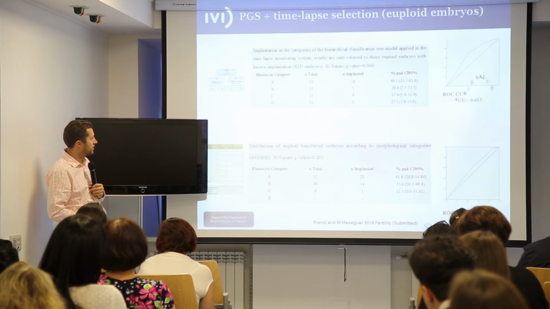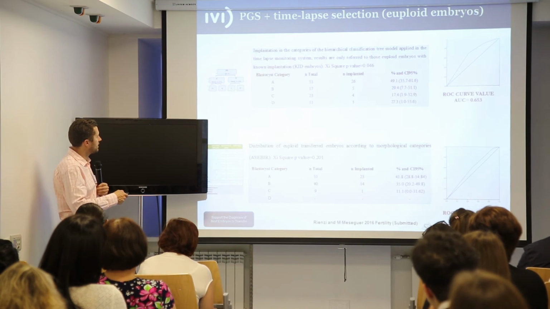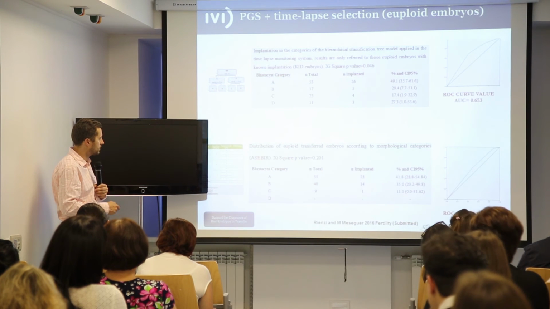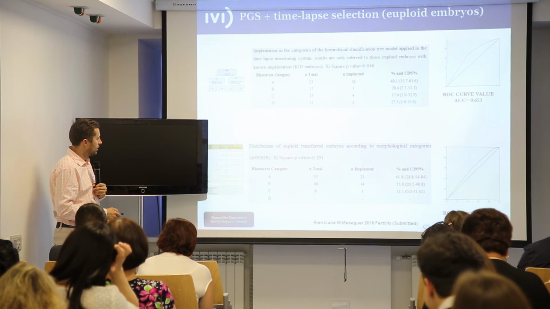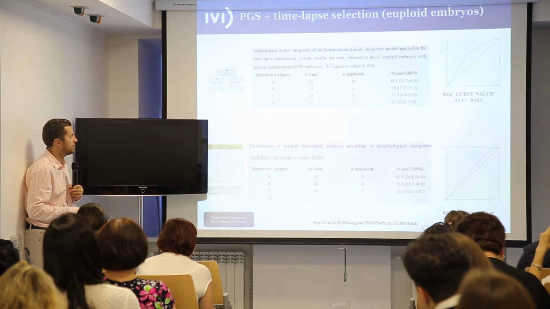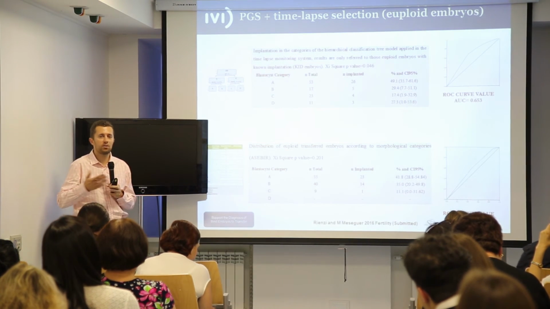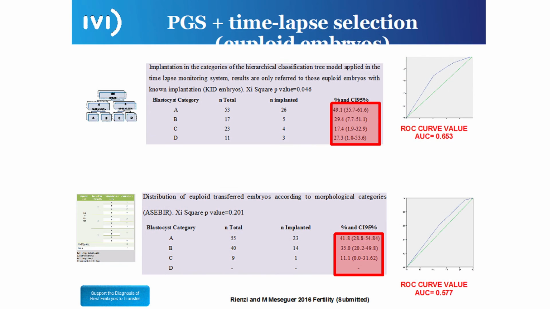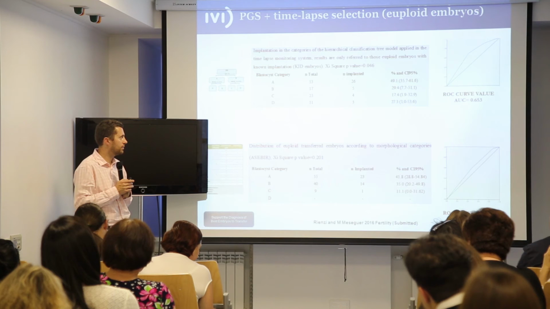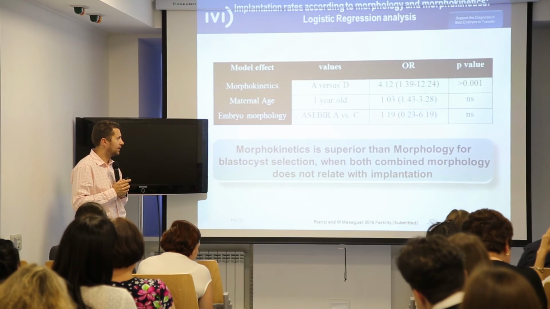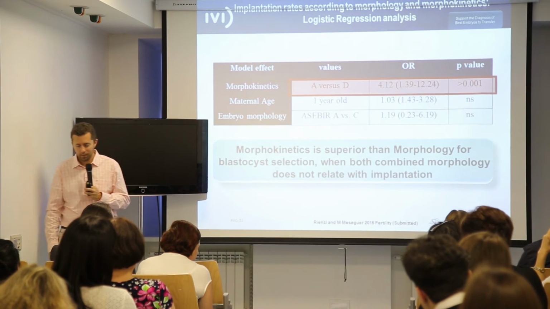If you compare with morphology, here is a blastocyst category by morphokinetics, and here is the blastocyst category by morphology. Well, both are related with implantation potential. Both are not good to predict implantation because there are things that we cannot predict by time lapse. I mean, implantation is not only dependent on the embryo, it's also dependent on the endometrium. But again, and this is very important, it is underlined in this slide.